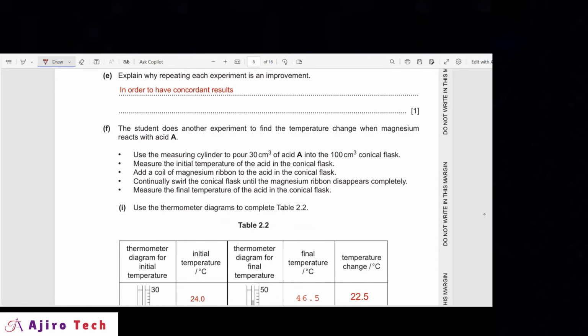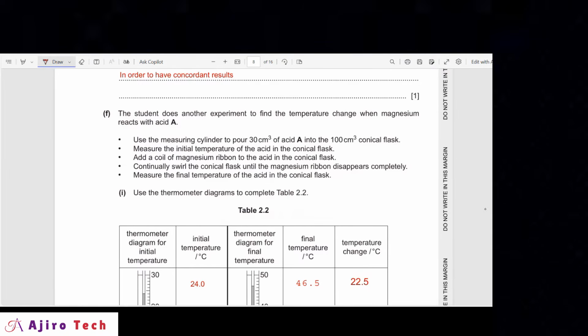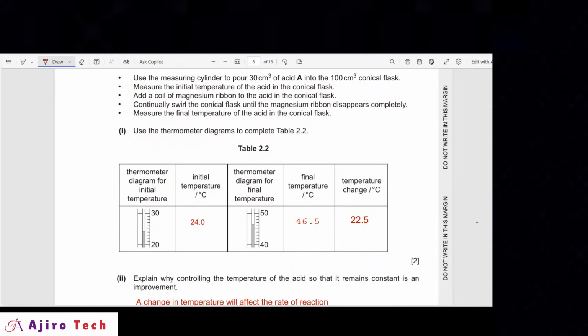Now for F, the student does another experiment to find the temperature change when magnesium reacts with acid A. You have all the information there, so no need to waste time reading it. We go to the reading on the thermometer. Each unit here is 1, so 21, 22, 23, 24. So I have 24.0. You do this also, and the reading is in between 46 and 47. That is why we have 46.5. Take the difference, you have 22.5.